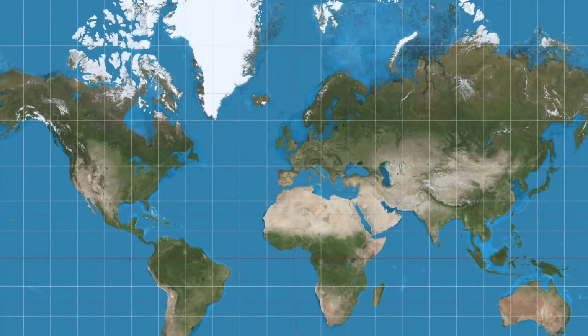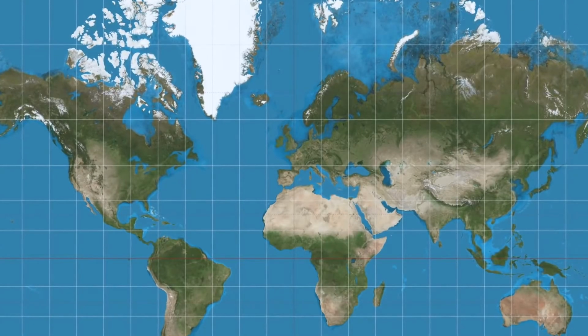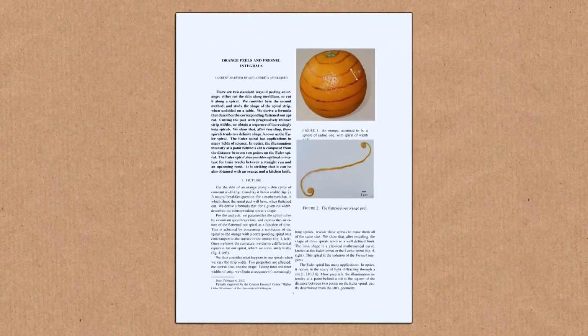But I think you get a bit distorted when you look at things on a Mercator map. There's still a problem here, right? Mercator's not perfect, there's always going to be a problem. And I spotted something, it's a paper that I've liked for a long time. It's this paper here, it's called Orange Peels and Fresnel Integrals.